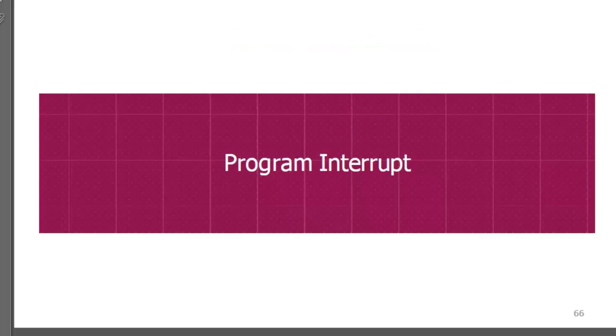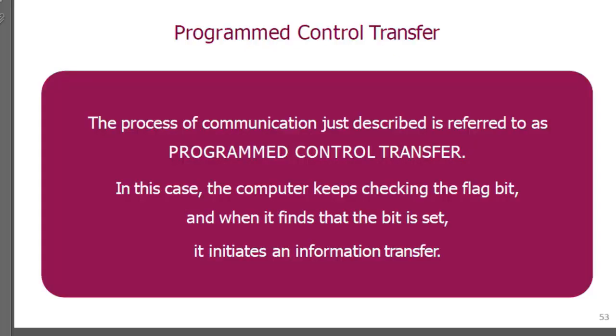So next we are going to discuss the program interrupt. Now the process of communication that we described in the previous slide, that was input output configuration, is called programmed control transfer. That means all the processing takes place in a programmed manner. In this case, the computer keeps checking the flag bit, and when it finds that the bit is set, it initiates an information transfer. That means in program control transfer, the computer keeps on checking the status of the flag bit. If the bit is set, then it initiates an information transfer.